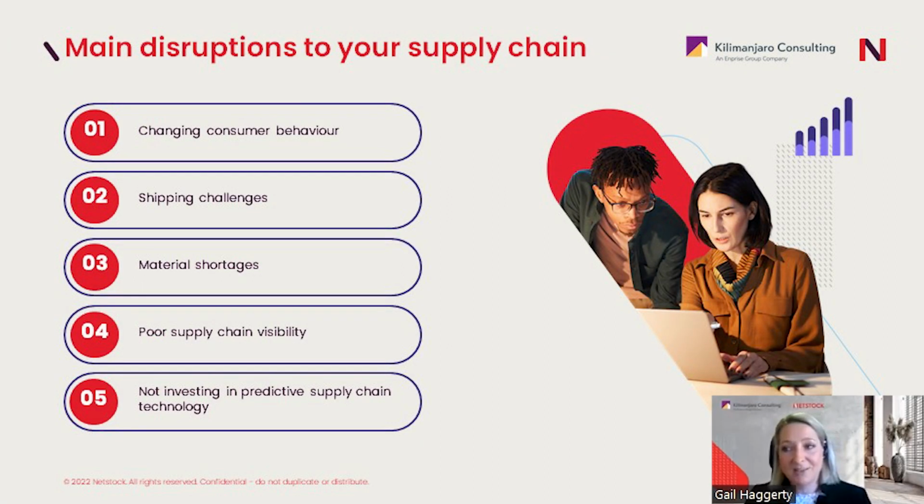And of course, not investing in the right predictive supply chain technology. Spreadsheets just don't cut it anymore. Use technology to quickly model the different scenarios to measure the impact and profitability of these scenarios in your supply chain. So with all of these issues impacting supply chain, does forecasting still matter?